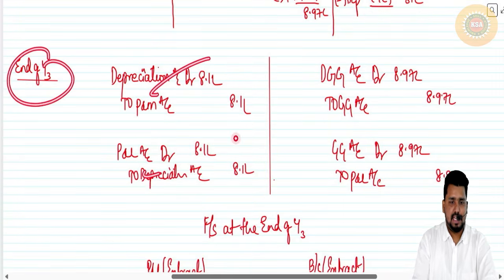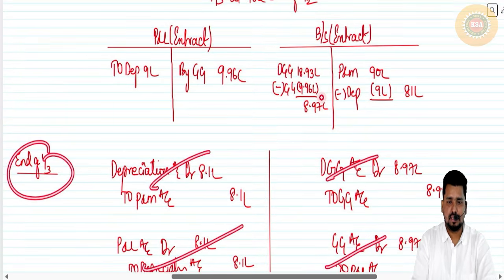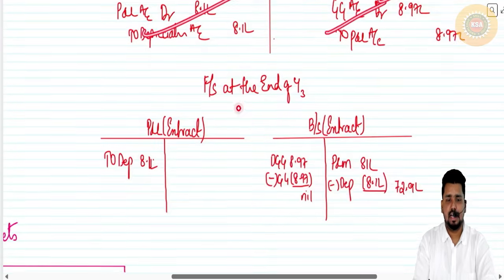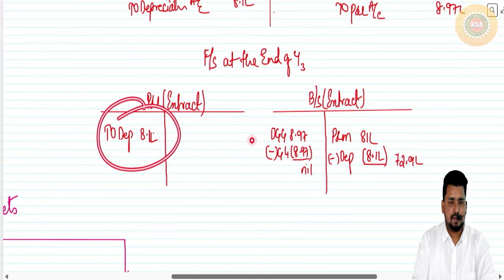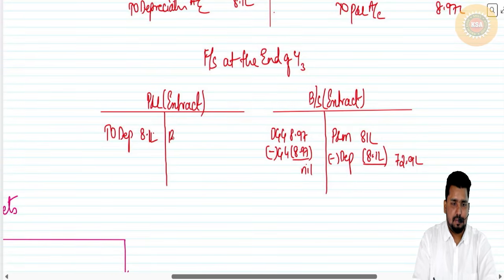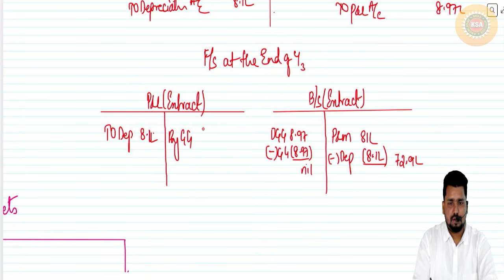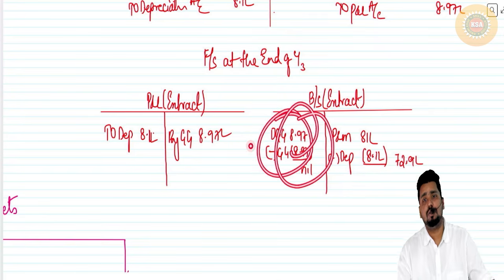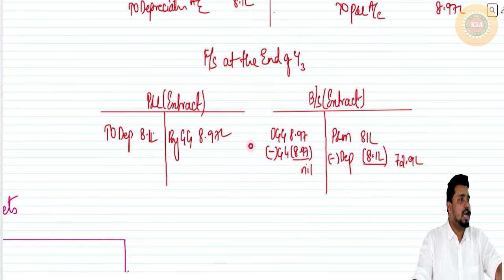Balances. This depreciation you do. At the end of third year, depreciation DGG. How much is the balance? 8.97. Take it. After the third year, depreciation by GG. Come on, what is it? By government grant. How much we are taking? 8.97. After taking, is there anything left to be recognized or fully we have taken to P&L? Fully we have taken to P&L account.